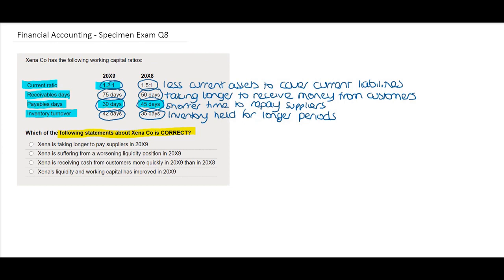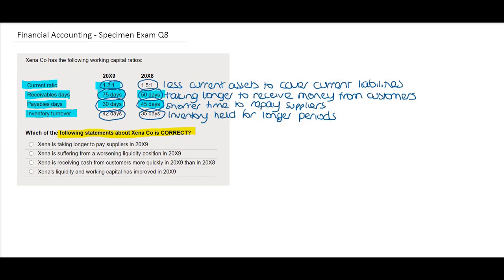Just checking the other statements, Xena is receiving cash from customers more quickly in 20X9 than in 20X8. Again, this isn't true because we can see that it's taking them longer to receive their money from customers, because it was 75 days on average in 20X9 and then 50 days in 20X8.